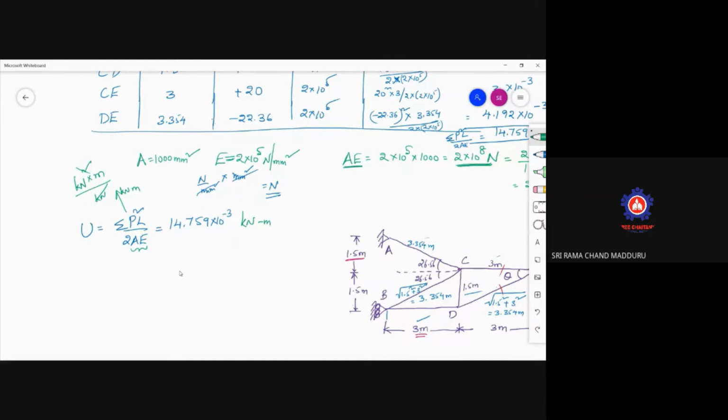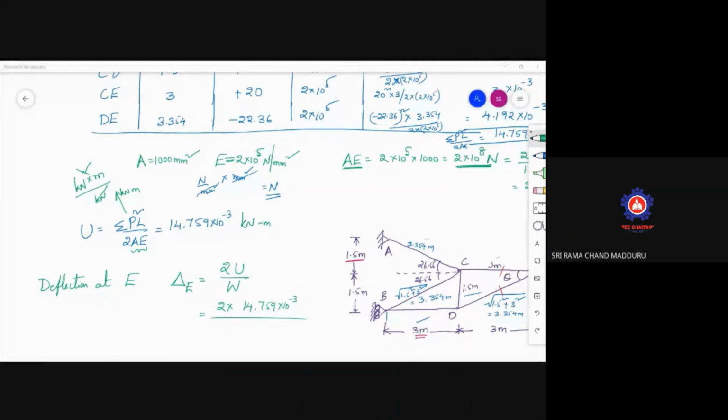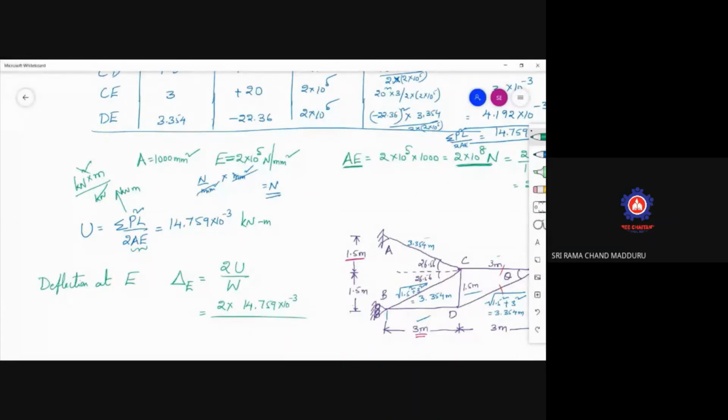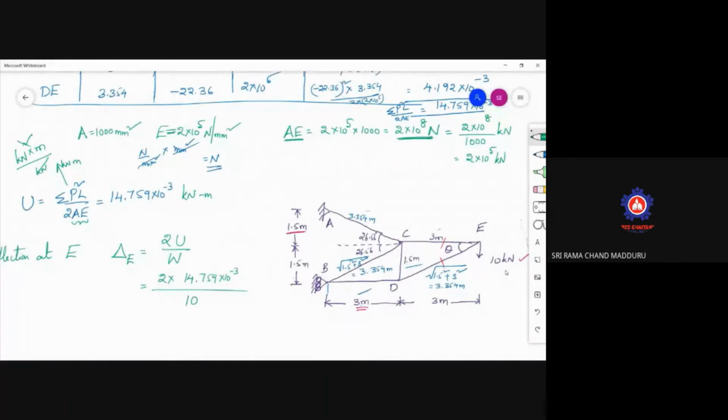Now we require the deflection at E. Delta E is nothing but 2 into U by W. So 2 into U is 14.759 into 10 power minus 3, divided by W. Work done here: at E, a load of 10 kilonewtons is acting. So 14.759 into 10 power minus 3 by 10.